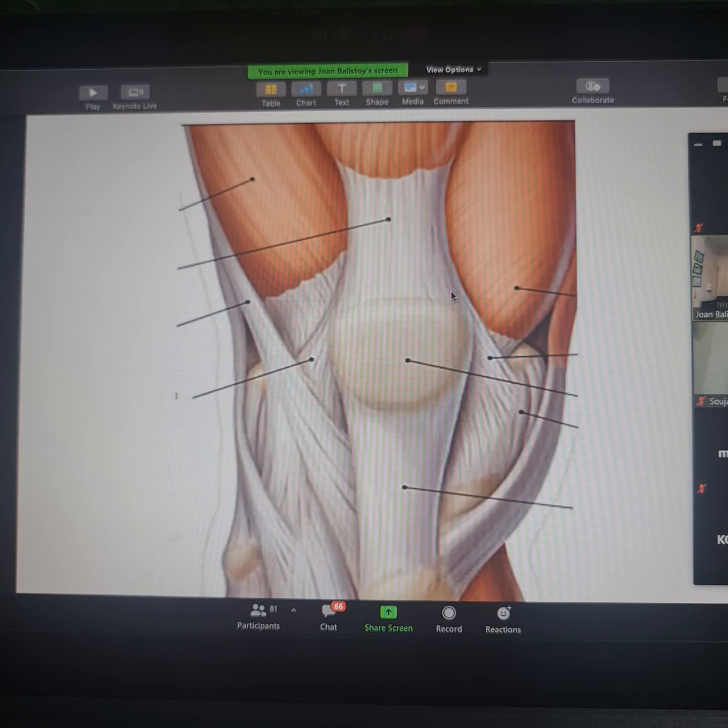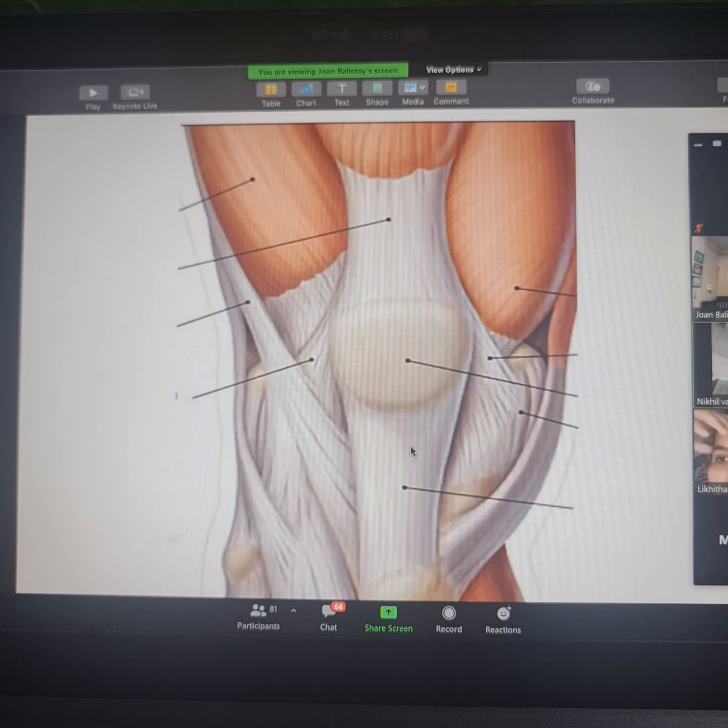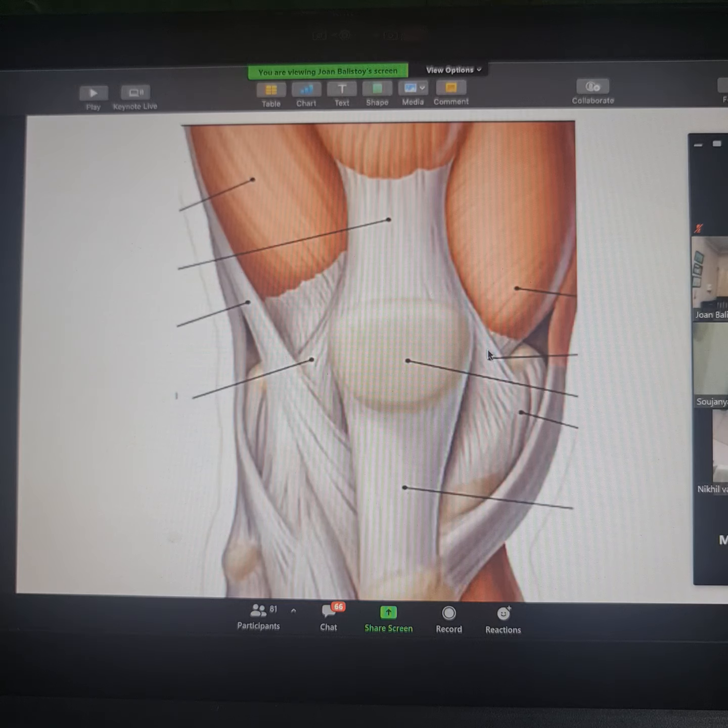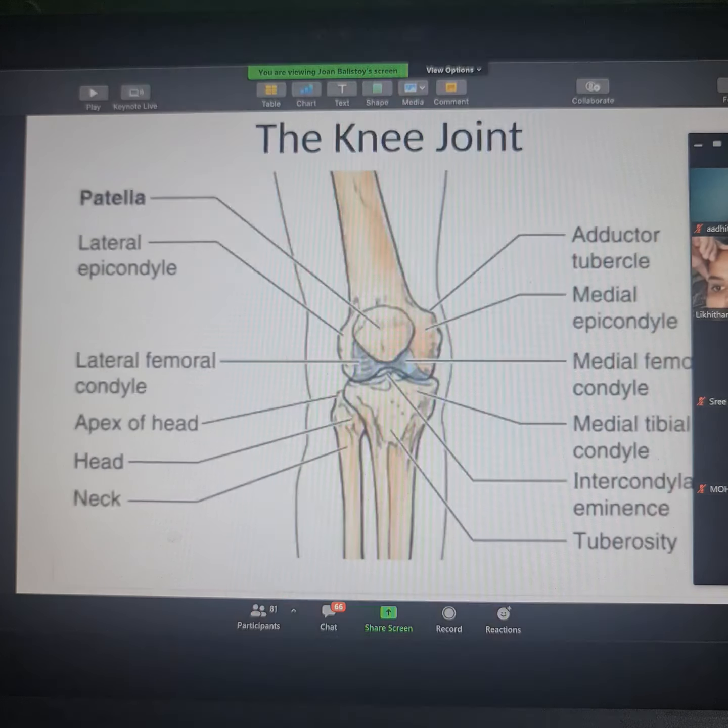So again, let us try to remember: what do you call this one on top? Quadriceps femoris. It's a tendon. Quadriceps tendon. How about this one? Patellar ligament. How about this side? Lateral retinaculum. How about on this side? Medial retinaculum. So I hope you will remember those parts, all right?